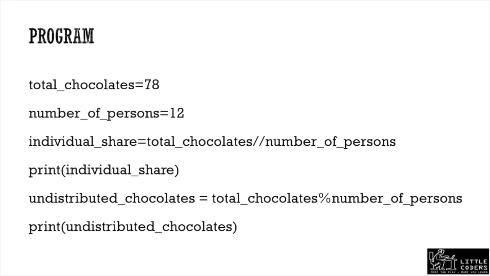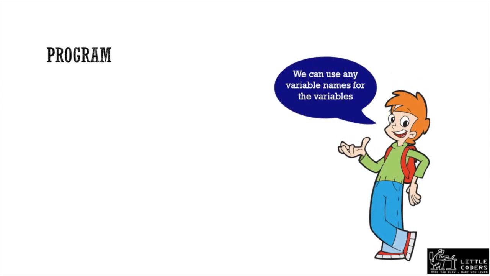Now whether we have to write the variable names like this, it is not necessary. It depends on the individual's usage or decision. Here I can say x is equal to 78, y is equal to 12, z is equal to x / y, and similarly d is equal to x % y. So like that, any data name can be used. It depends on the user alone.